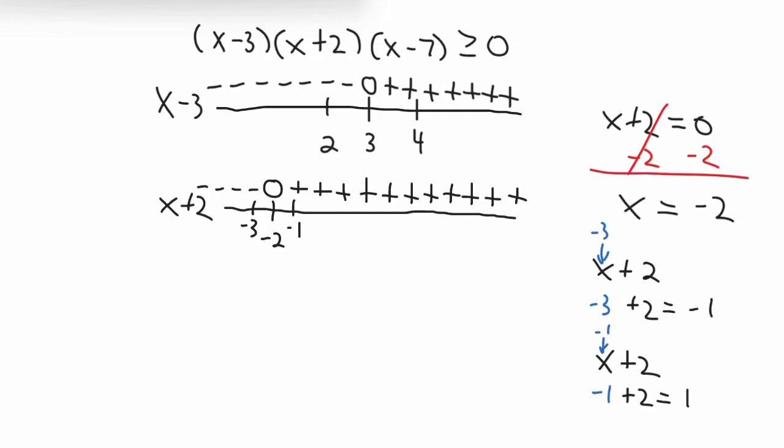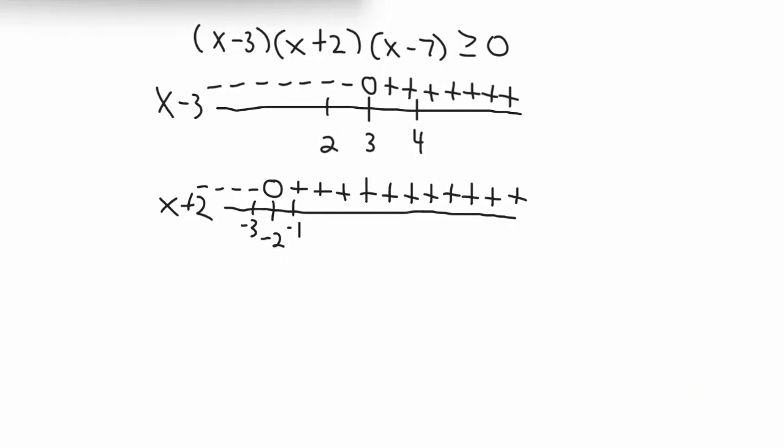Another thing too, you want to make sure that these line up correctly. On this first one, we have a 3 there, and then negative 2 is obviously going to be to the left of that. So make sure these line up, otherwise your sign graph is not going to be correct. Negative 2 is obviously to the left of 3.